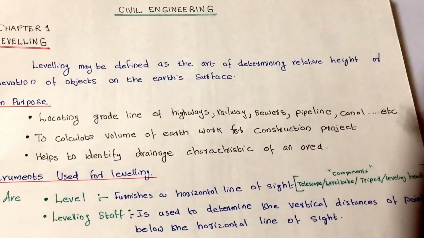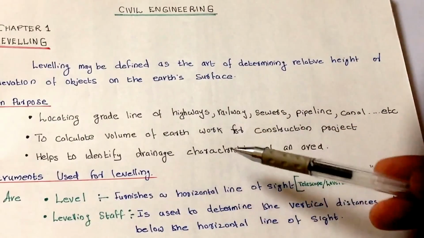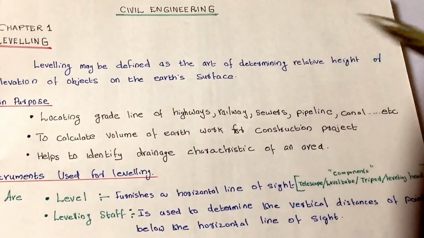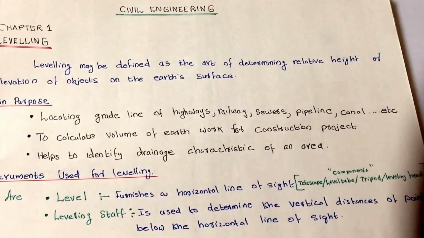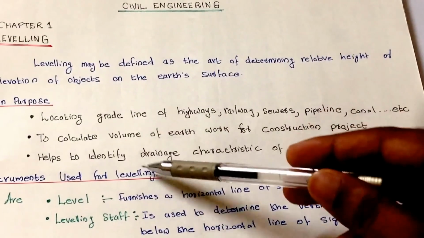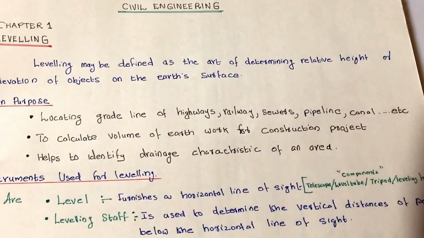For that also it will be used and help to identify the drainage characteristics of an area. Of course, if you want to plan a drainage system for your particular area, you have to know the relative heights, how much elevated this place is, and you have to know every relative height of that particular area. So it will definitely help to identify the drainage characteristics of an area.